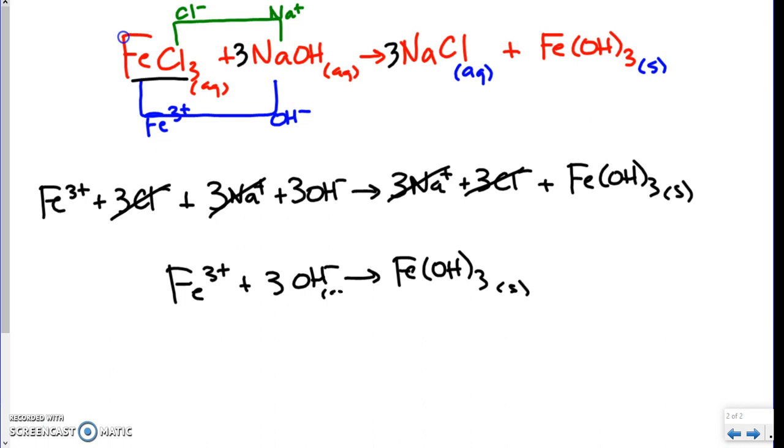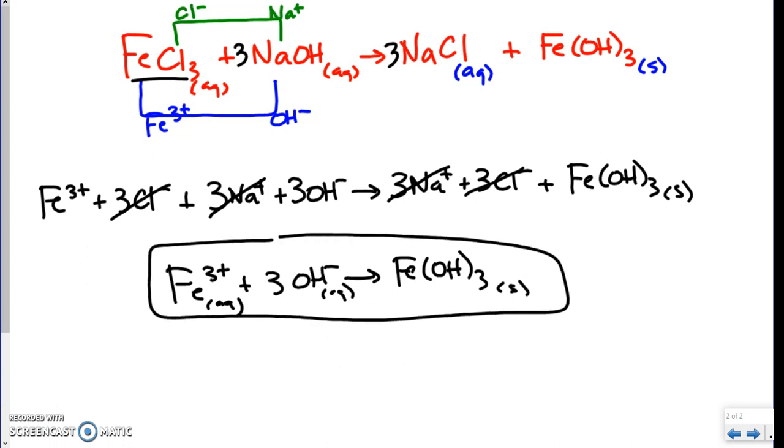I don't know if I did that on the last one. We should be careful about always making sure we keep our state symbols on here. I'm trying to go fast to save some time on the video. So there's our answer for number 2. Let's move on to number 3.